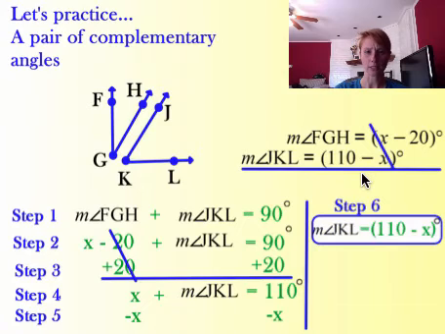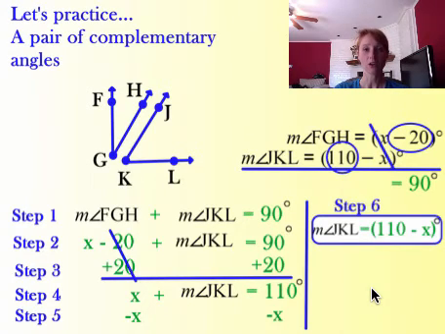If I add these two angles together, I should get 90 degrees. So when I do that, the x's cancel out. 110 minus 20 equals 90 degrees. So these angles are complementary, given by each of these expressions.